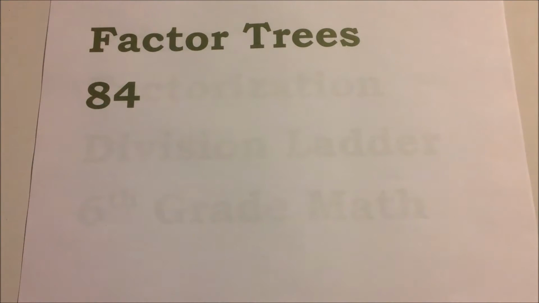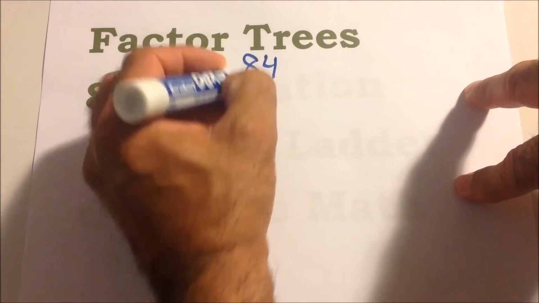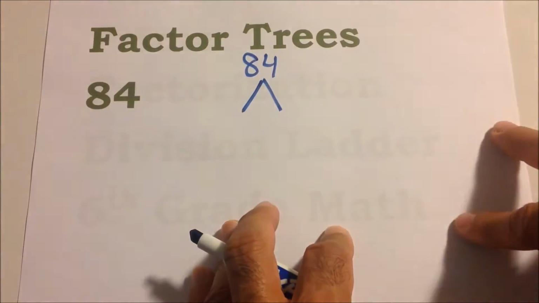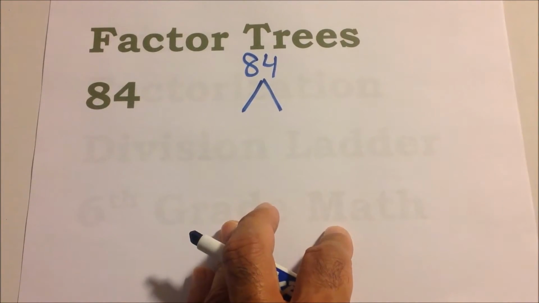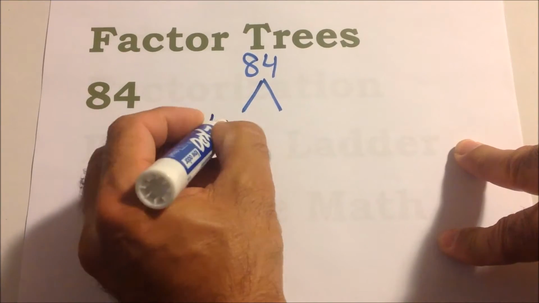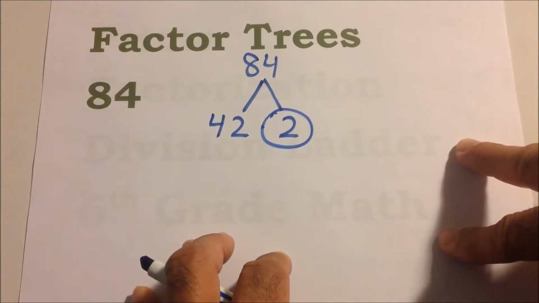So if you've done this before, maybe you want to pause the tape and see if you can do it. Okay, so just write 84 up here. So again, we're just breaking it down until we get all primes. That's what the prime factorization means. Okay, and we can start with any numbers that multiply to 84. We can do 42 times 2 and circle when it's prime.